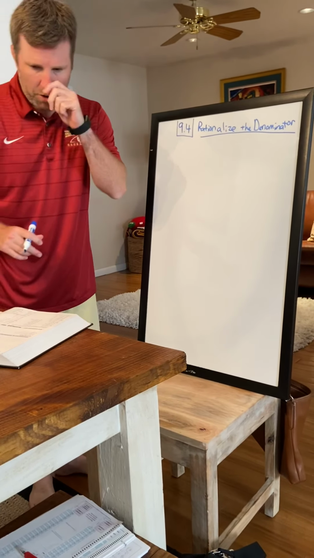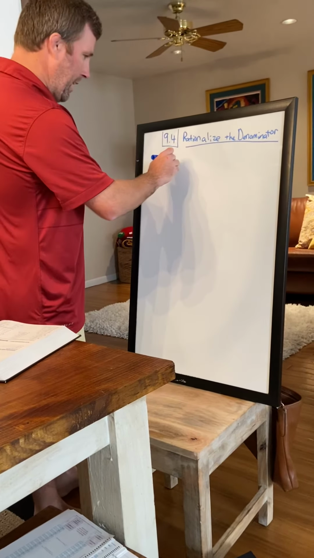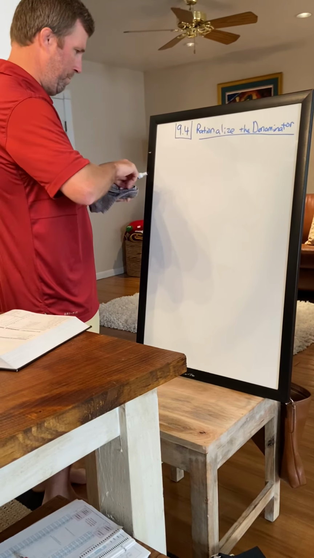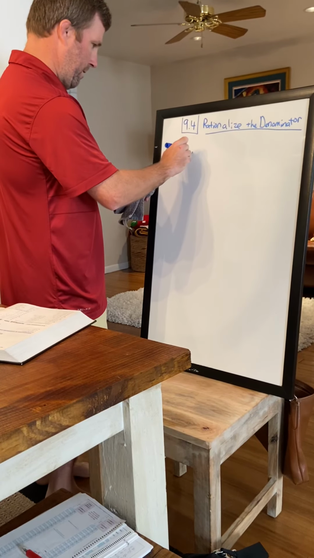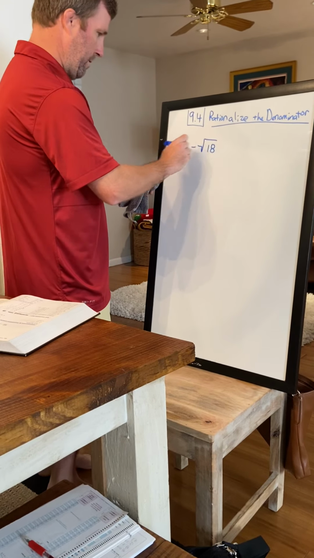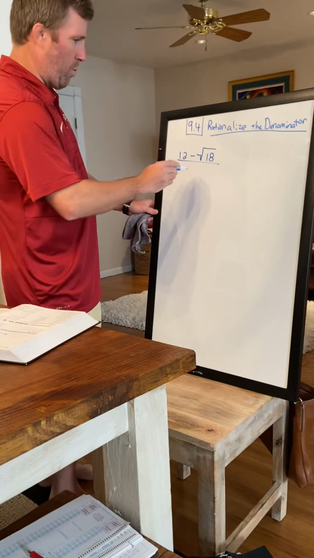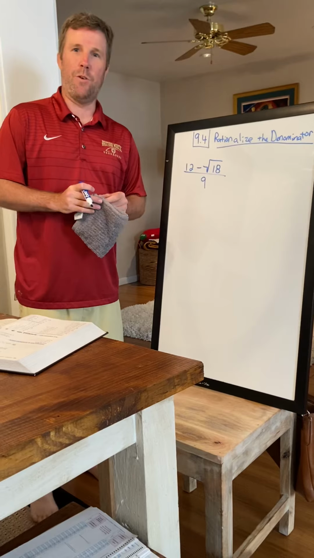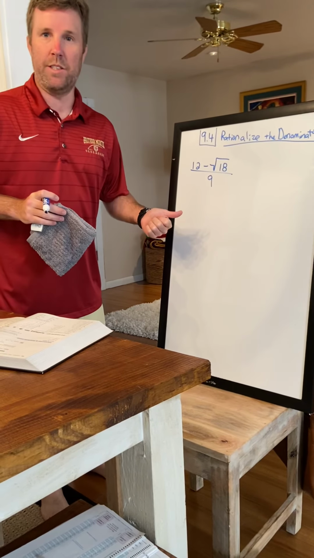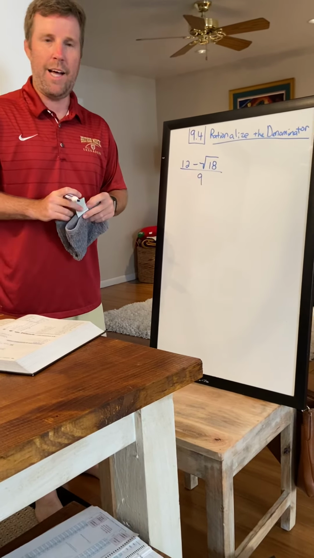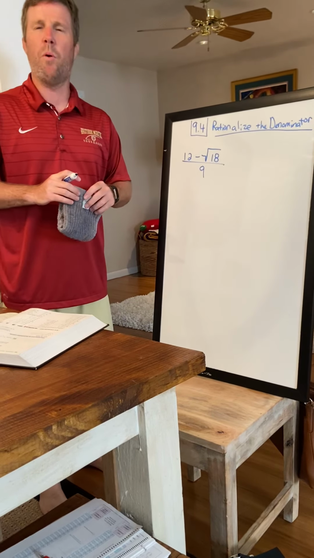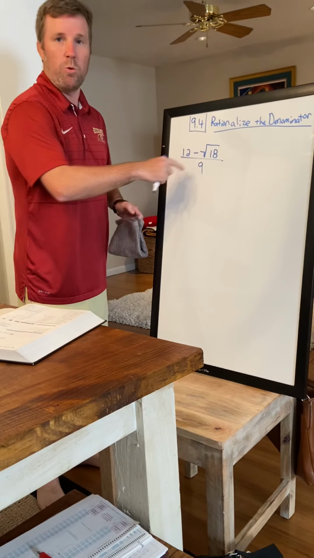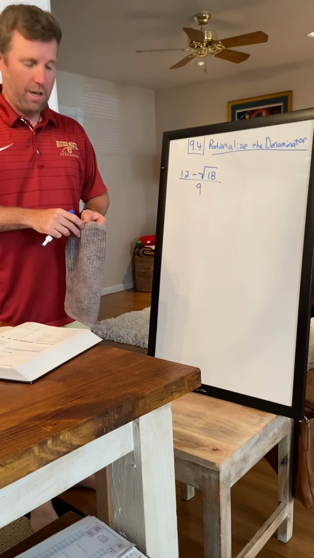And the last thing we'll do, let's say they have a question like this where they wanted you to simplify this: (12 minus the square root of 18) over 9. Well, hopefully you're asking yourself, well, Coach, there's not a radical in the denominator. That is fully simplified. I don't have to do anything else. And you would be partly right, okay? It's not fully simplified, but I don't have to rationalize the denominator. I don't have a radical in the denominator.